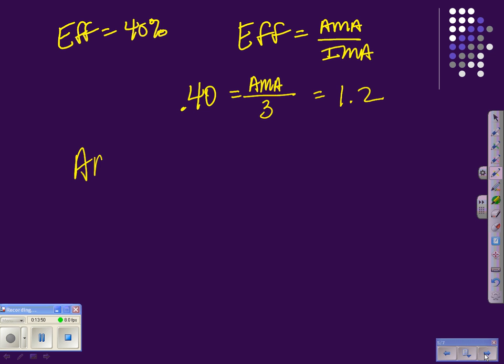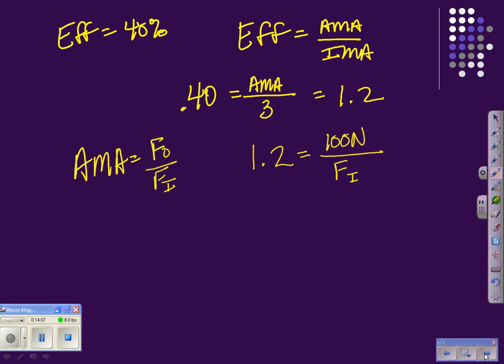If I use the AMA formula, it's force out over force in. I now know that my AMA is 1.2, and my force out is still 100 newtons, because I'm moving the same weight. Now I want to find the force in if I change the efficiency of the machine. So 100 newtons divided by 1.2 gives me an answer of 83.33 newtons.